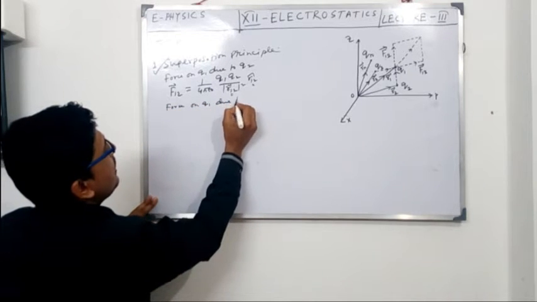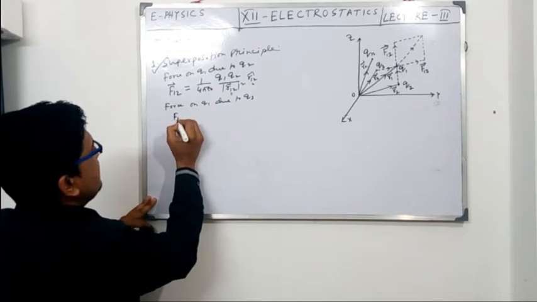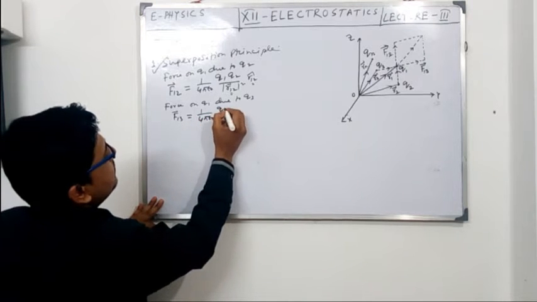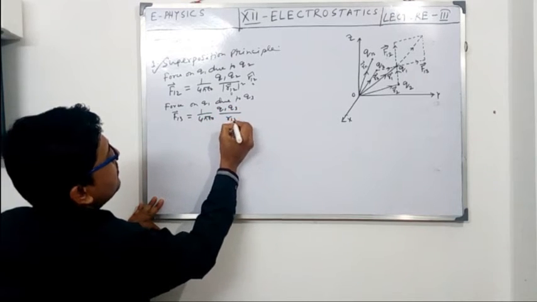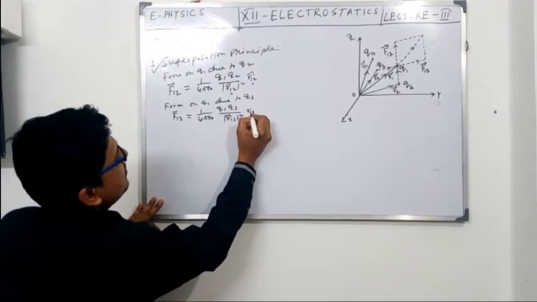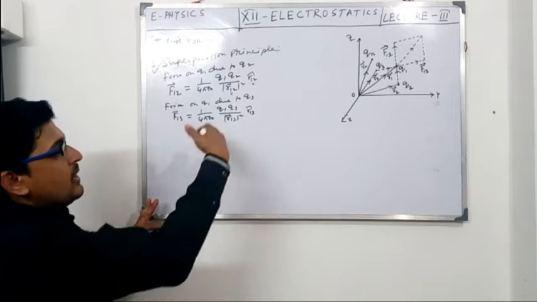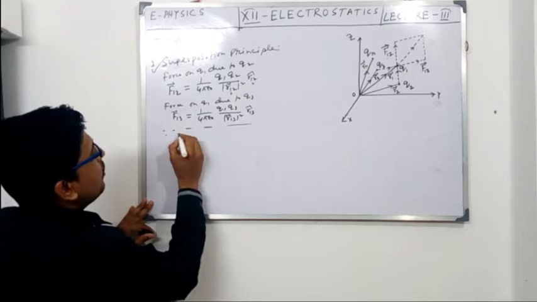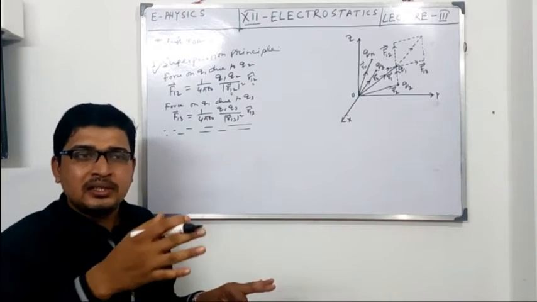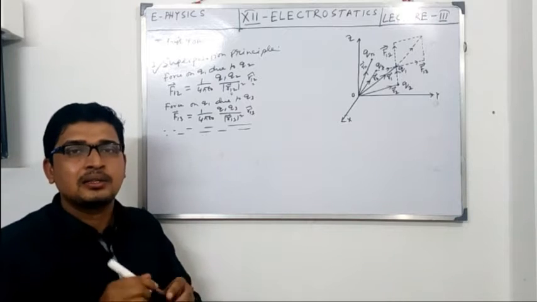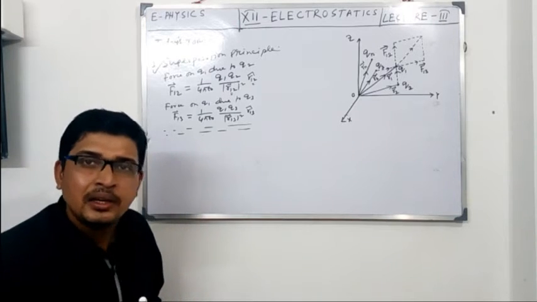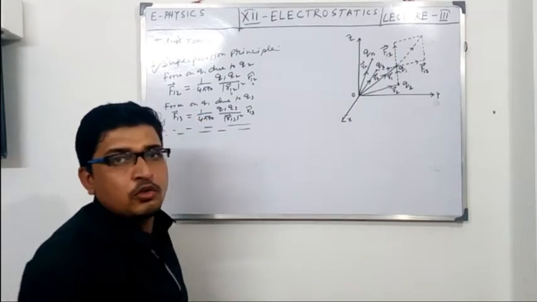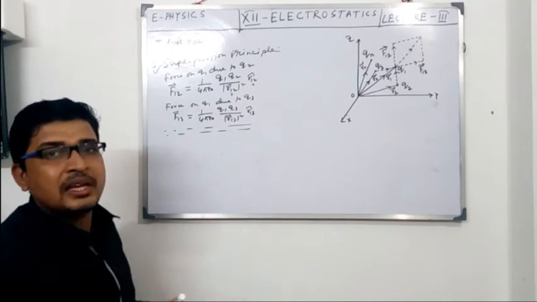Force on Q1 due to Q3. This is F13 is equals to... In the same way we are applying the vector form of Coulomb's law, and similarly Q4, Q5, Q6, like this up to n, that means n number of particles, we calculate the total electrostatic force on Q1 for each particle using this formula.